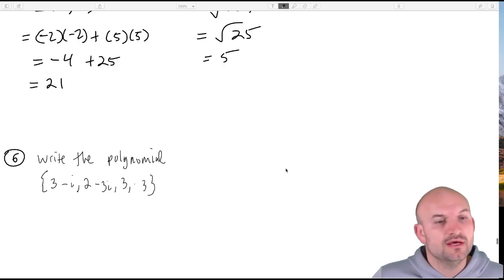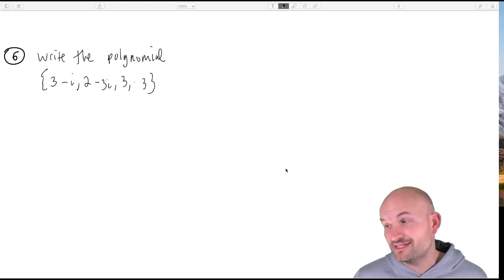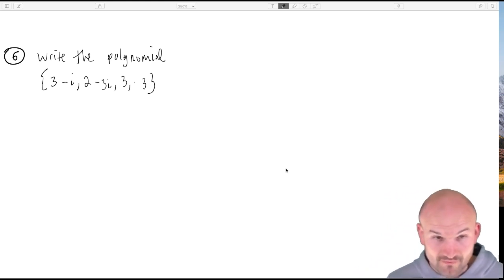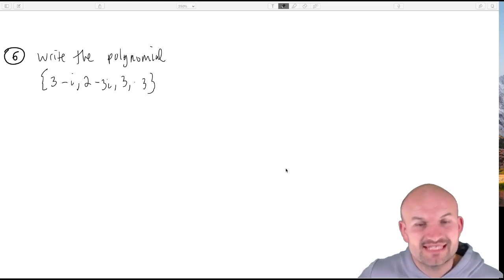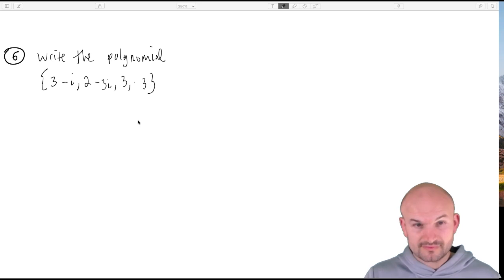Okay. All right. Next one is write the equation of the polynomial. Now, I'm not going to get to all of this, write the equation, but I will at least set it up. So let's just kind of go through each one of these.